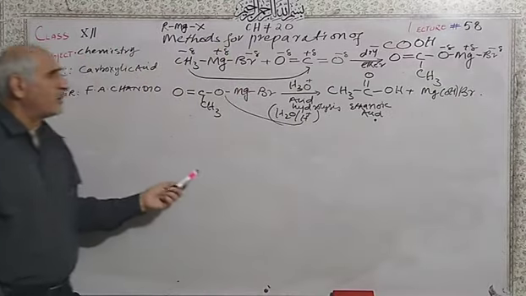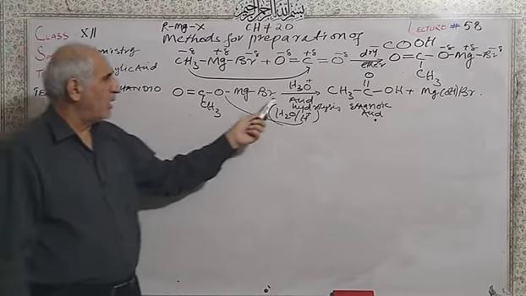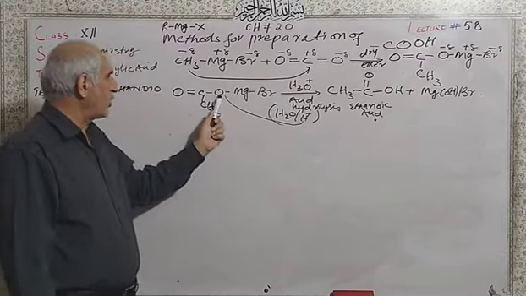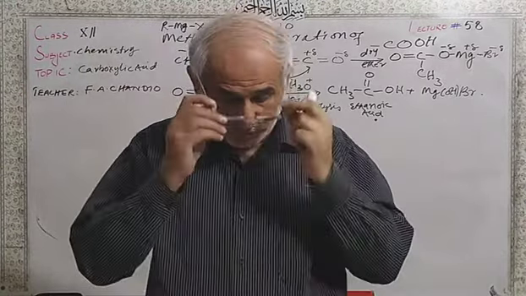So this is the intermediate product. This intermediate product is followed by the acid hydrolysis. So this proton is going to be attached to give a carboxylic acid. So this is the first method.